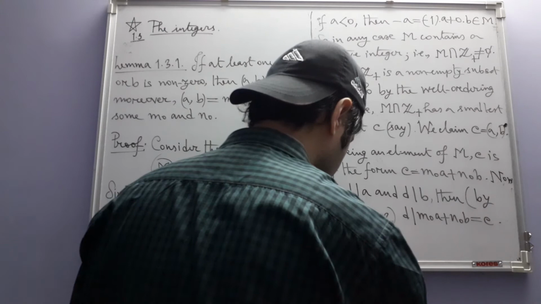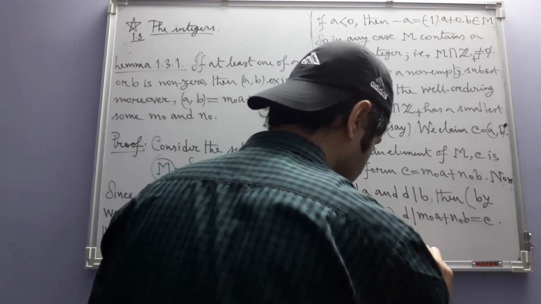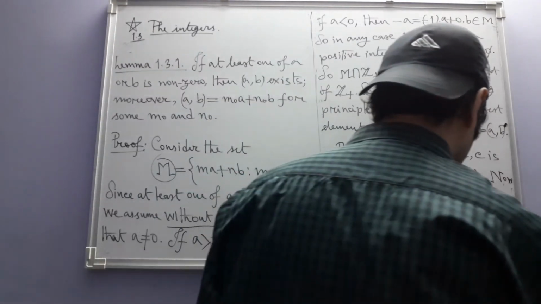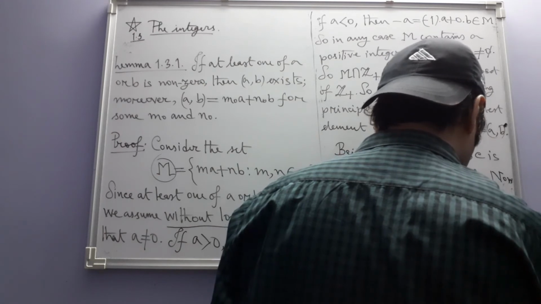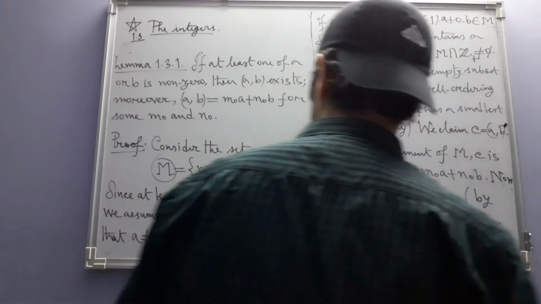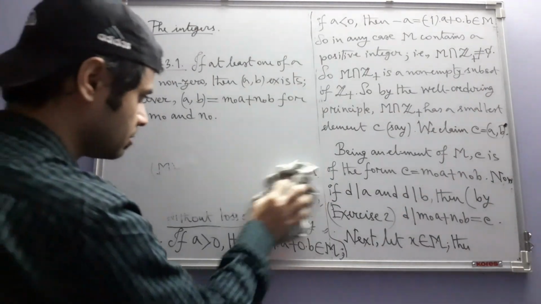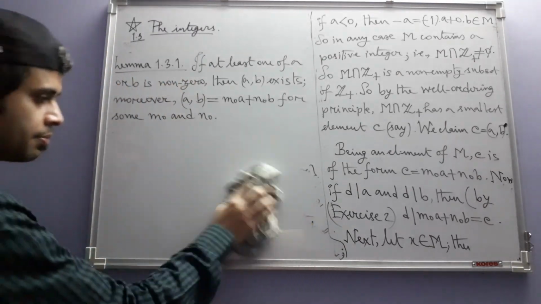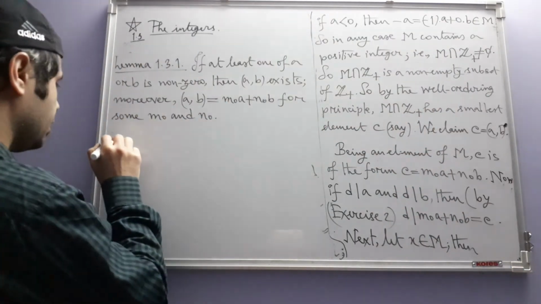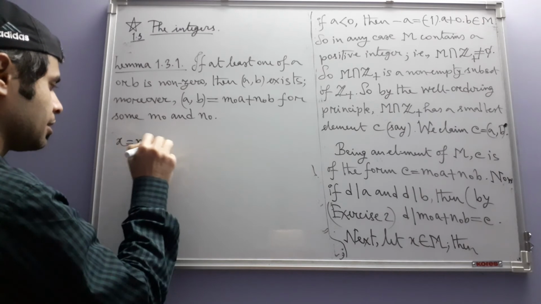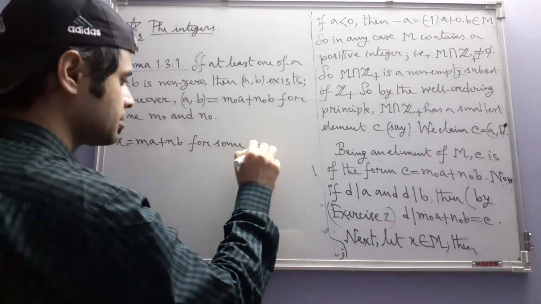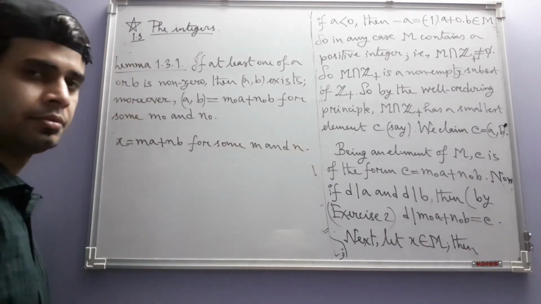Next, let X belong to M. X is any element of M, any integer in M. Then X must be of the form X is equal to M A plus N B for some integers M and N. Okay.